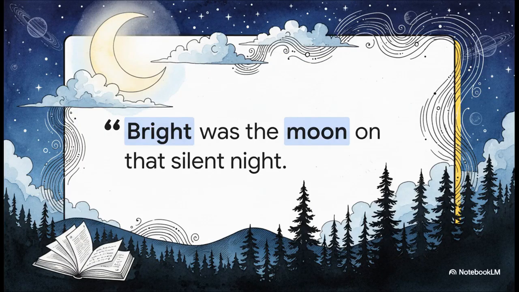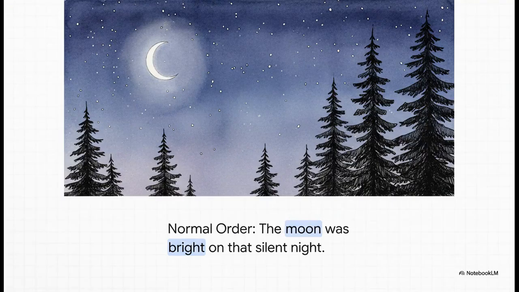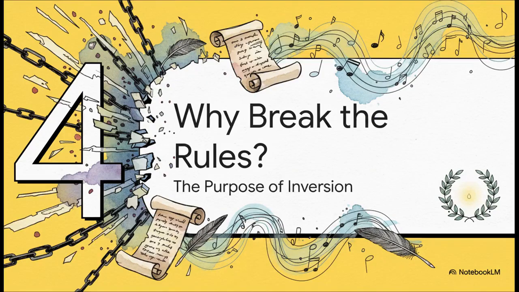Okay, one more for practice. Bright was the moon on that silent night. What's the very first word? Bright. It's an adjective. That's another one of those telltale signs right from our spotter's guide. Yeah, the regular version is, the moon was bright on that silent night. But putting bright at the very beginning makes that quality the single most important piece of information. You immediately picture this brilliant, shining moon. It's all about emphasis.